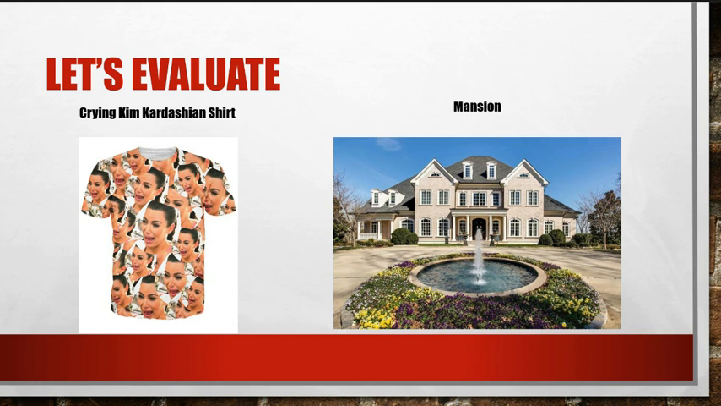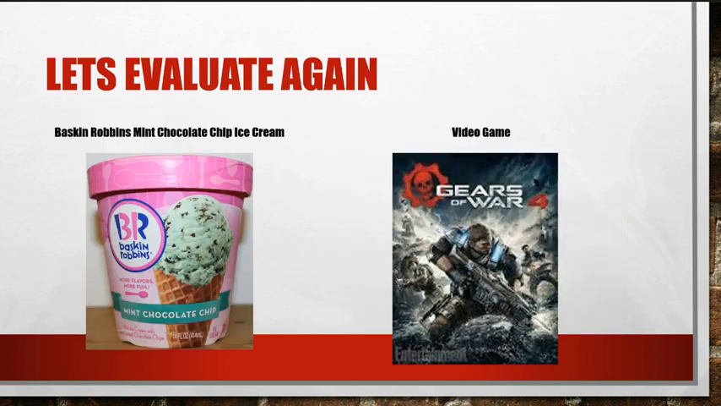Let's try and evaluate another set here. Oops, it just went one too far. Here we go. So, Baskin-Robbins mint chocolate chip ice cream. I find that very desirable. That is my favorite ice cream. I actually have some in the house.